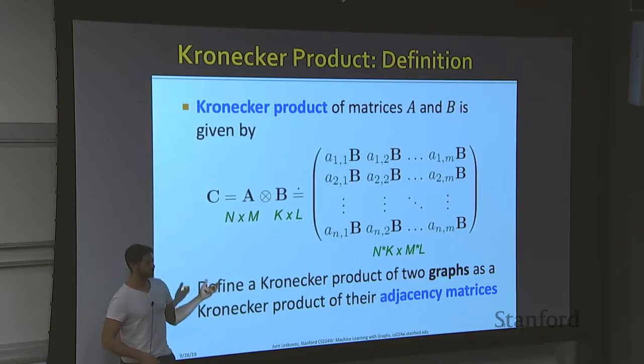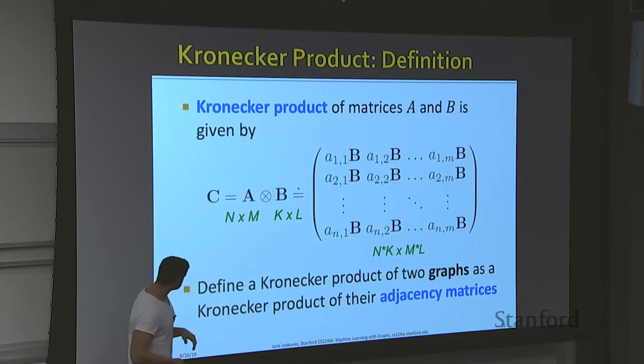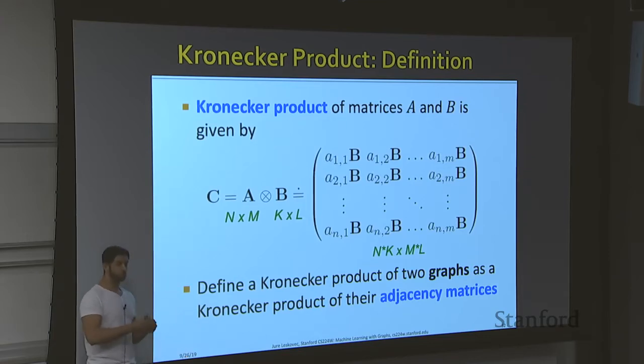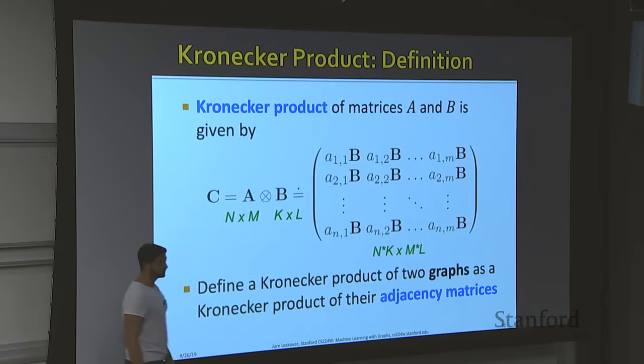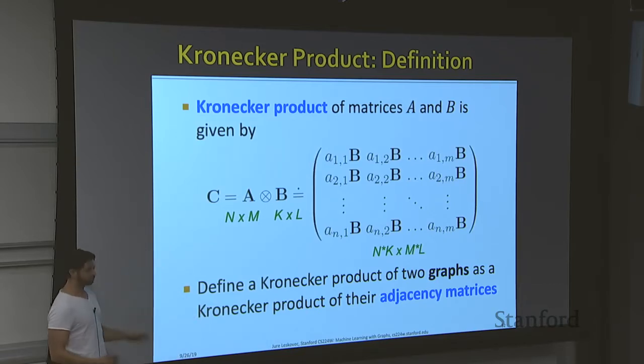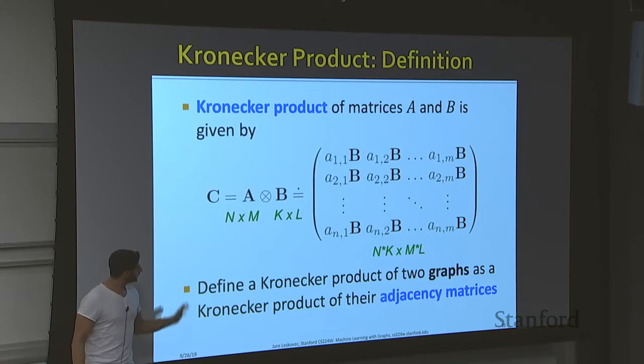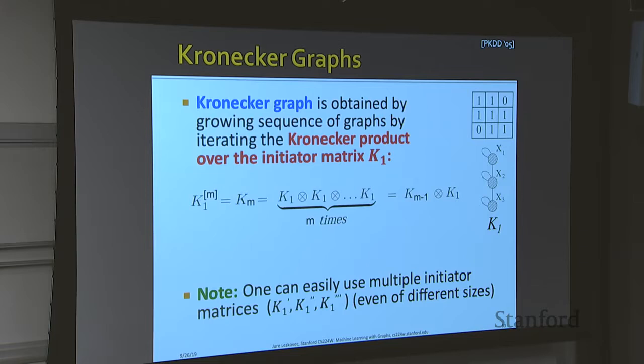The example that I've just made before uses square matrices, and we were doing the Kronecker product of the same initiator matrix. It doesn't have to be the case, okay? So the matrices can be any size that you want, and they can also be different ones. I'm going to show you later on. But we started from a very simple example. Okay, so this is how we define the product, and let's go into a bit more detail now.